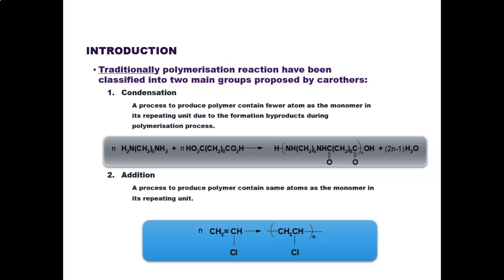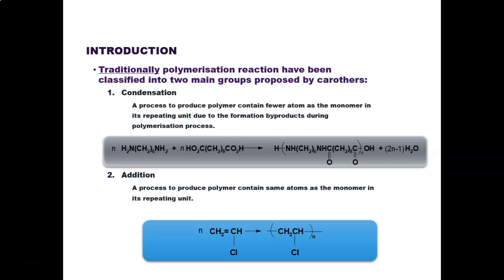So for condensation, it is a process to produce polymer containing fewer atoms than the monomer in its repeating units due to the formation of byproducts during the polymerization process. Condensation polymerization will produce a byproduct, for example, H2O in this equation to produce nylon. And for addition polymerization, it is a process to produce polymer containing the same atoms as the monomer in its repeating units. So addition polymerization has three steps, which are initiation, propagation, and termination.